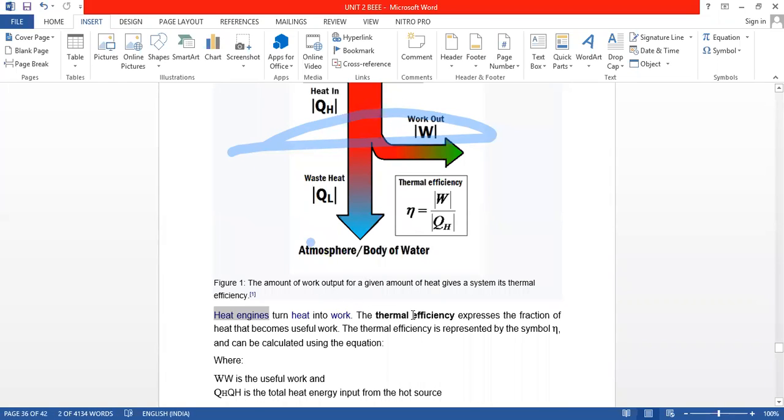So what is thermal efficiency? You see here, thermal efficiency is the fraction of heat that becomes useful work, or in simple words, the ratio between the work and the heat energy. One more answer: the amount of work output for a given heat energy. When you apply certain heat energy, this heat energy is converted into useful work, for example in a bike as well as the car and the bus. They all take petrol or diesel, which generates heat, and the engine converts the heat energy into useful work. This is called the thermal efficiency.